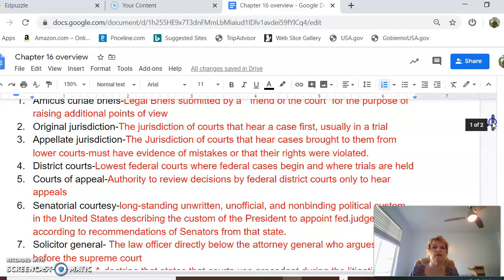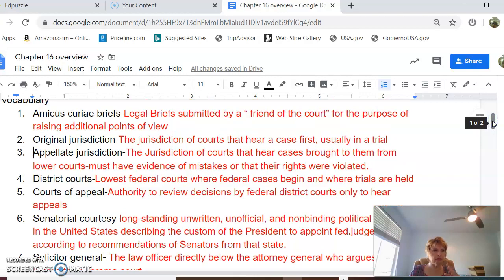So these are some of that vocabulary that you need to know about the Supreme Court. So there's the Amicus Curiae briefs, which ami means friend. So they're a legal brief submitted by a friend of the court, Curiae meaning court. So friend of the court briefs. A brief is not a form of underwear. It is actually a legal paper that's submitted to a court. And it is for the purpose of raising additional points of view.